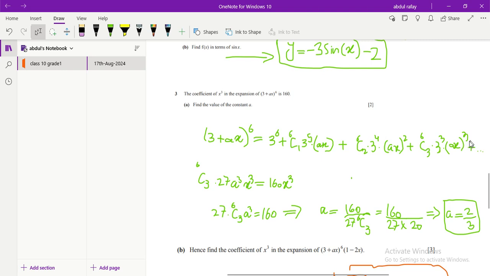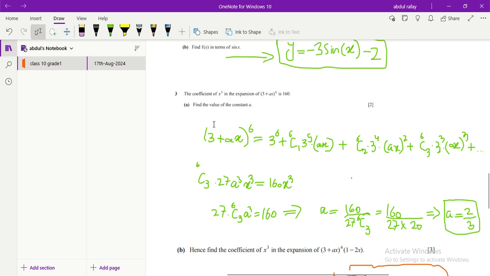So that's why I have written it only up to that. What I have done here is, in question number 3, we will find the value of a from this expression which is given.